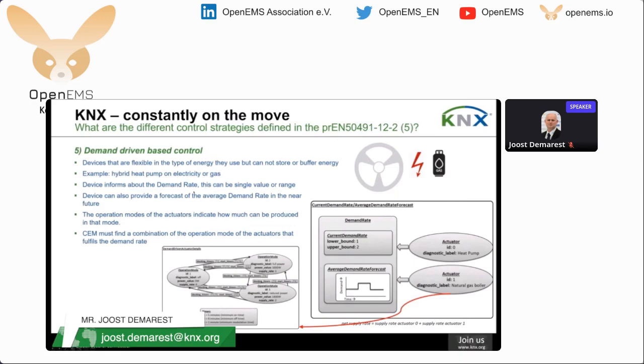So the device informs about the demand rate, and this can be a single value or a range. The device can also provide a forecast of the average demand rate in the near future. And the operation mode of the actuators indicates how much can be produced in that particular mode. And then the SEM needs to find a combination of the operation modes of the actuators that fulfills the demand rate. So we have a certain demand, and the SEM must then regulate how much energy you will consume to actually fulfill this demand.